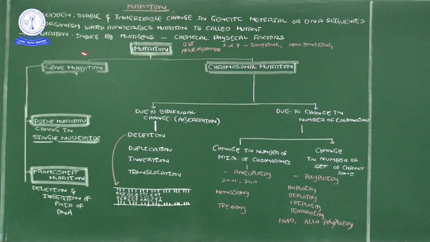And then mutations by chemical and physical agents, you know all that, X-rays, gamma rays, ionizing and non-ionizing radiation, these all cause mutations. Okay, let me wait. Next video, disorders, chromosomal disorders.